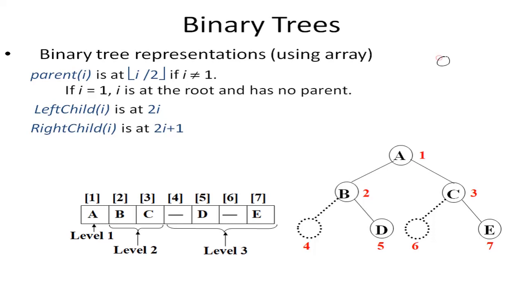This tree is something like this. I have A, I have B here, I have C. B has a child which is D. C has a child which is E. Okay. So if this is the binary tree and I am trying to save this binary tree in the memory, it's going to look something like this.